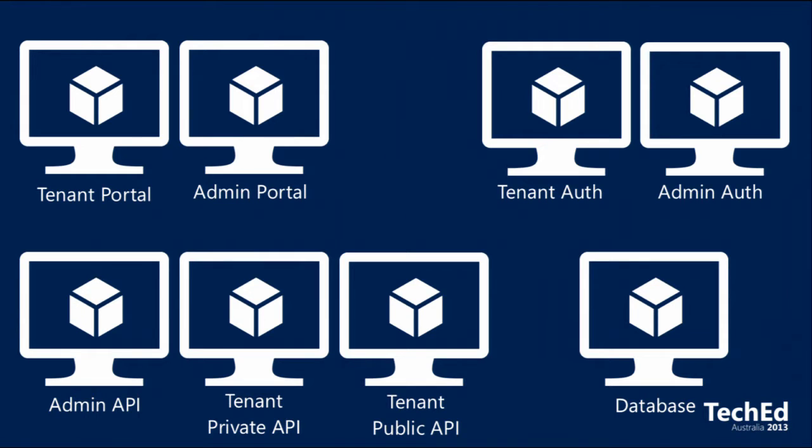So I guess you break it into three different groups. The portals, so there's a tenant portal and the admin portal. The APIs, so there's three different APIs. There's the admin API, the tenant private API, and the tenant public API. The difference between the private API and the public API is that the public one is what you would expose out to the internet if you had a bunch of tenants using it, and they would talk to it with their tools. The private API is what the tenant portal talks to, basically. And then there's a couple of authentication sites, a tenant authentication site and the admin authentication site. So those are kind of the main bits of the Azure Pack.